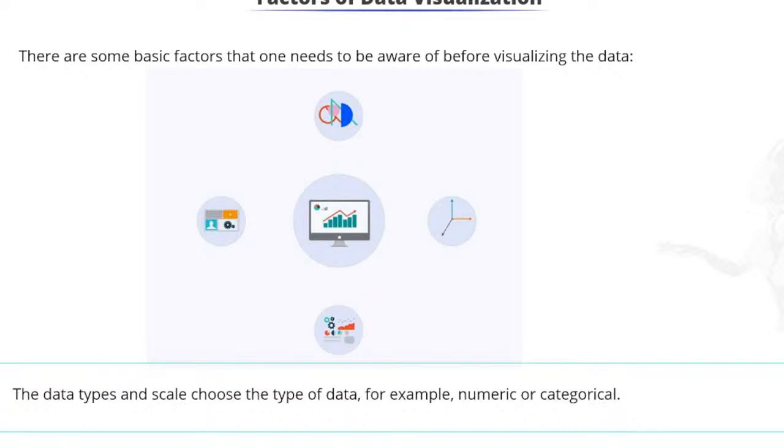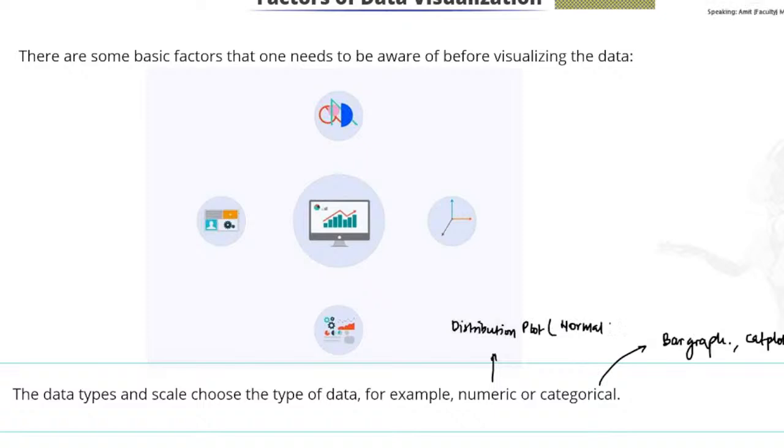The data types and scale chosen depend on the type of the data, such as numerical or categorical. For categorical, we generally use plots like a bar graph or categorical plot. You can call it a cat plot. Similarly, for the numeric one, we use a distribution plot, and you can also call it a normal distribution plot, etc.